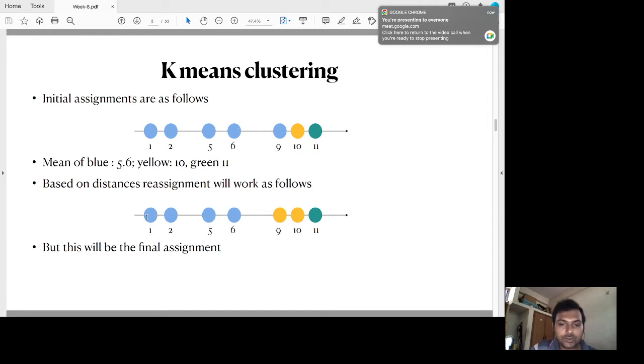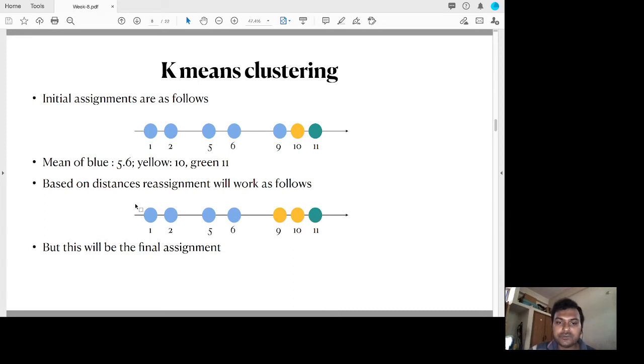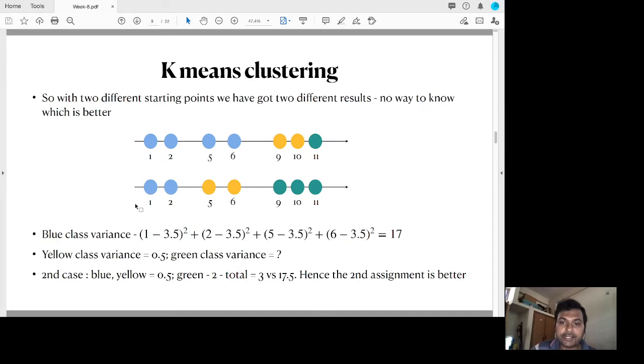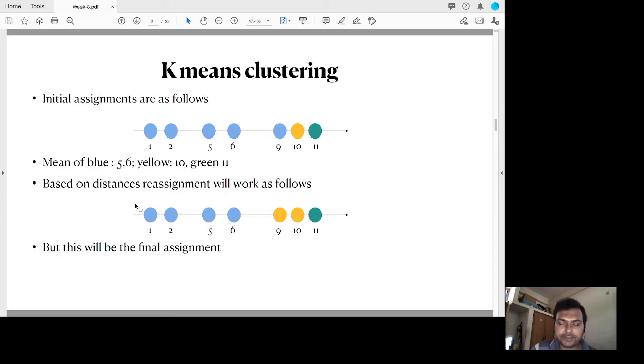Anyway, so these are the final cluster assignments that will be done, and therefore this is an example of where if you start with random points, you might end up with very different results in the k-means algorithm. And since it is an unsupervised algorithm, there is no way to know which algorithm is performing better than the other, which random seed is performing better than the other.